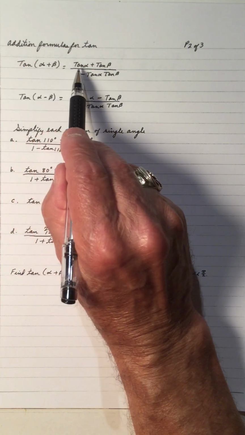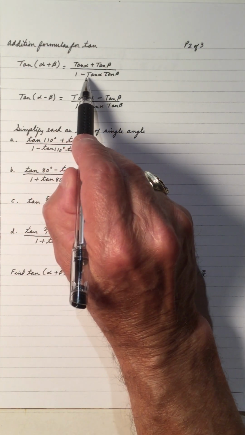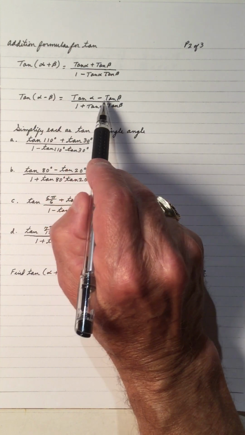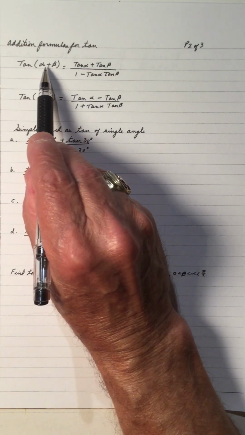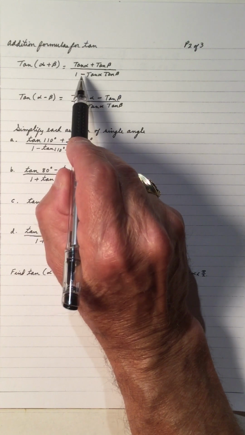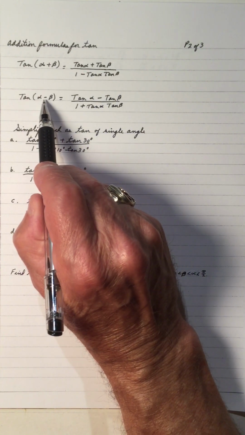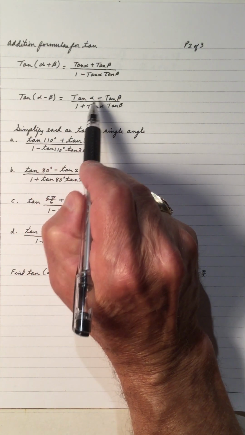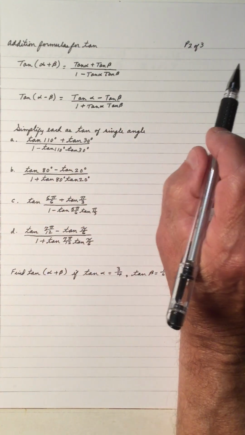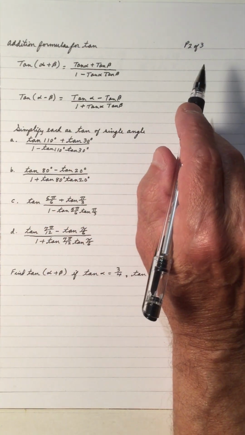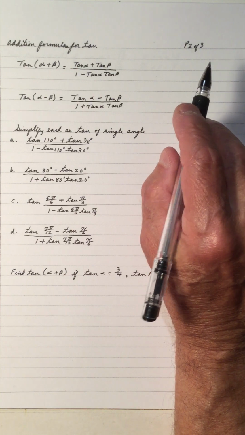Notice the pattern is tan, 1, and tan. That's the same for each of these. But if this is a plus, this is a plus, and this becomes a minus. If that's a subtraction, this is a subtraction, and this is a plus. I have them memorized, and I use them all the time.